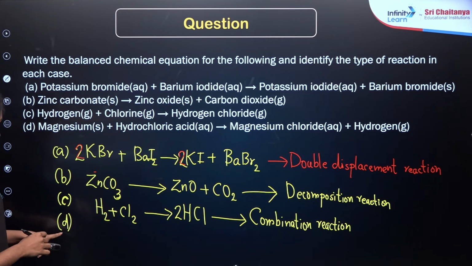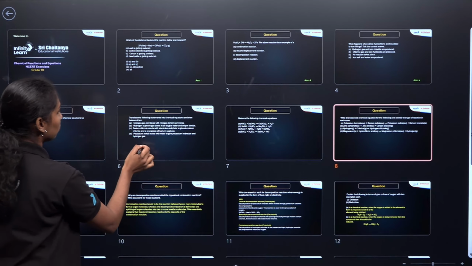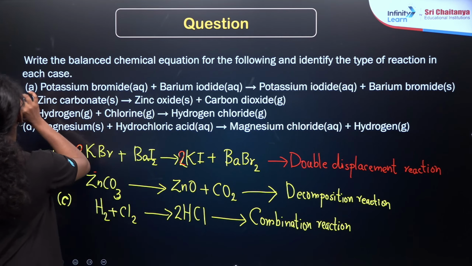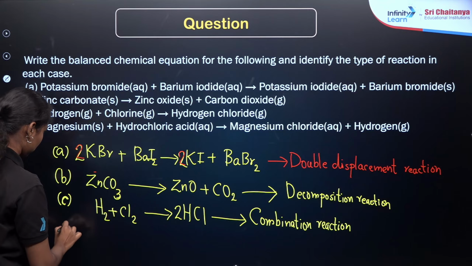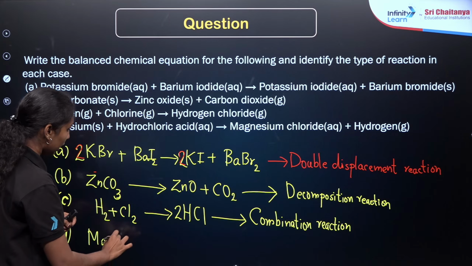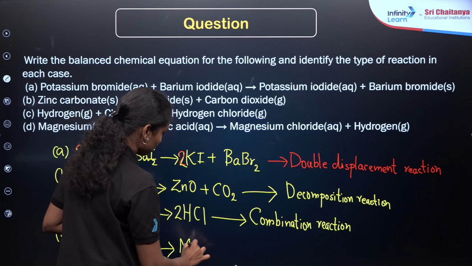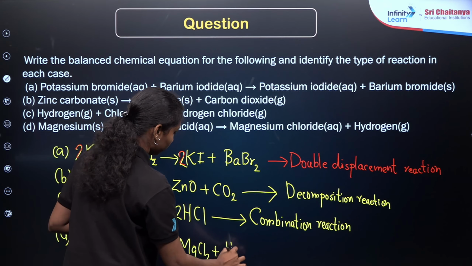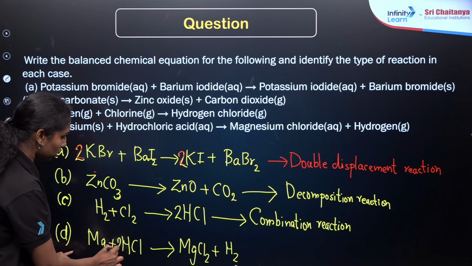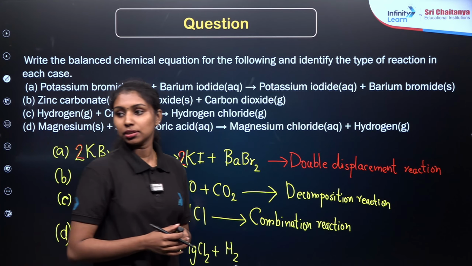Then, what about the last reaction? Magnesium will be treated with hydrochloric acid: Mg plus HCl gives magnesium chloride MgCl2 plus H2. Do the balancing, right? Here it is 2 chlorine, here it is only 1 chlorine, multiply with 2. So now it is completely balanced, right? Here you can see this is the single displacement reaction.